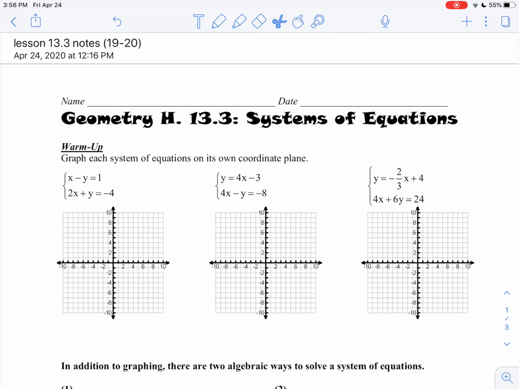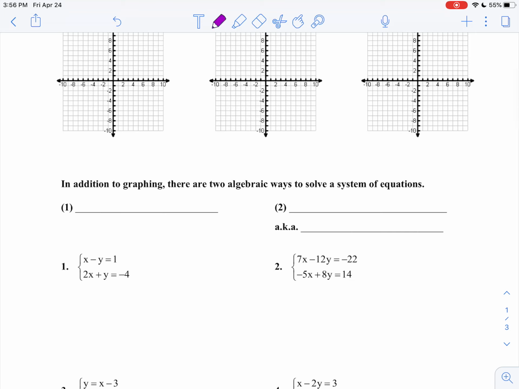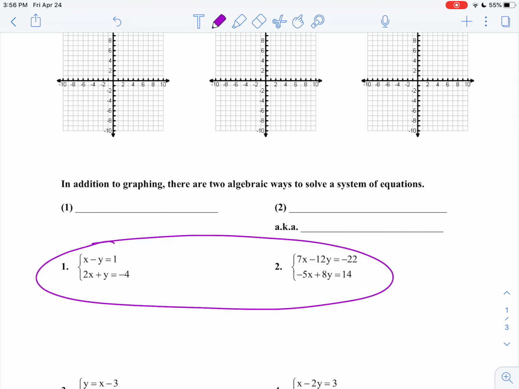So with your 13.3 Notes, we would love it if you would please try the warm-up question, 3 graphs. It'll review what we did in Lesson 13.2 and Algebra 1. Go ahead and see if you remember the algebraic names for how to solve a system, and then solve problems 1 and 2, because those are the kinds of systems that we did solve in semester 1. So please pause the video, try those out, and then join me again.